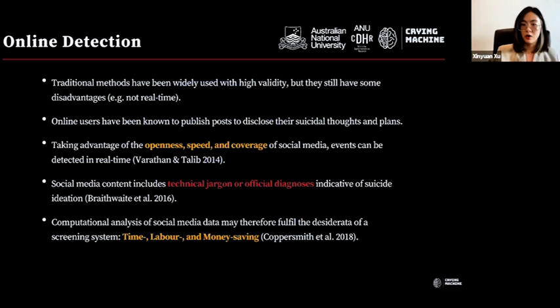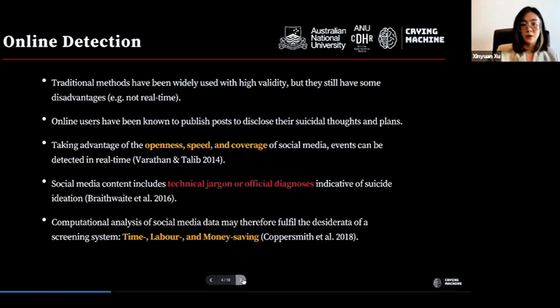Taking advantage of the openness, speed, and coverage of social media, suicide ideation can be detected in real time. Importantly, studies have proved that social media content includes technical jargon or official diagnosis indicative of suicide ideation. In all, applying online data for suicide ideation detection is time, labor, and money saving.